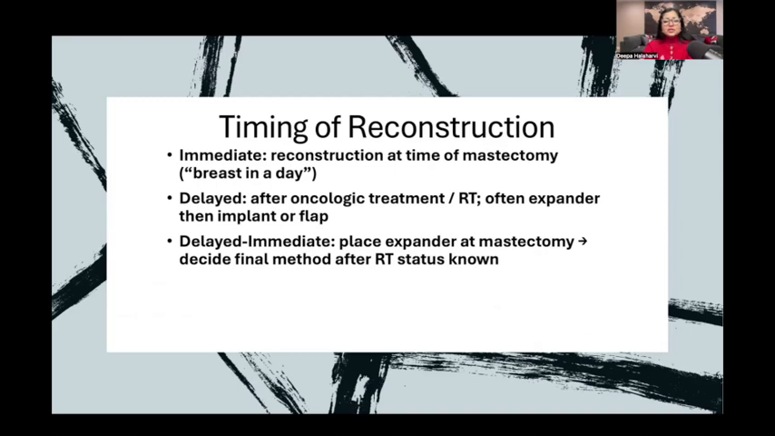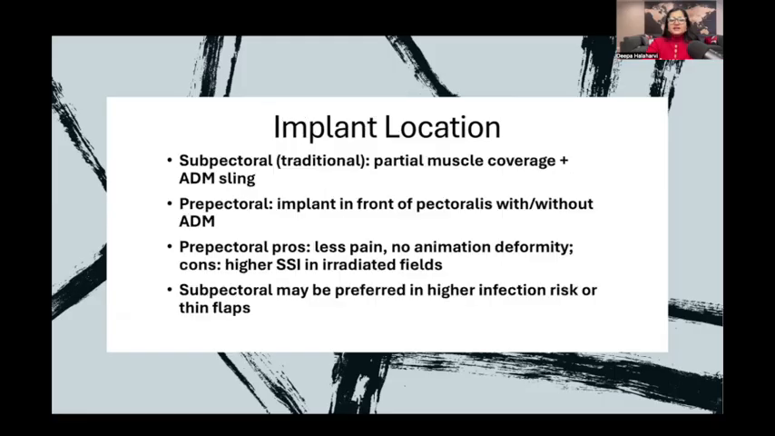Timing of reconstruction: if it happens the same day, it's called immediate reconstruction, where you do the mastectomy, they get the reconstruction. Delayed is where they have the mastectomy now, flat closure, come back after their oncologic treatment. Usually they start with an expander, then implant or flap. Delayed immediate is this concept where, knowing that they need a flap down the road, they place an expander at mastectomy and decide final method after radiation is completed.